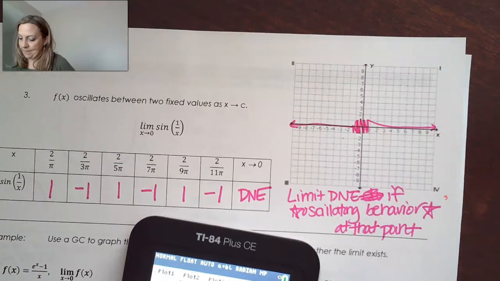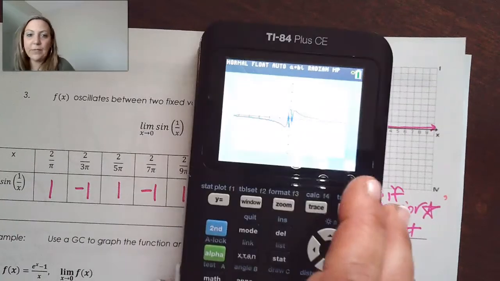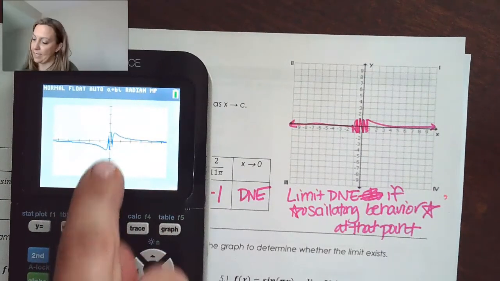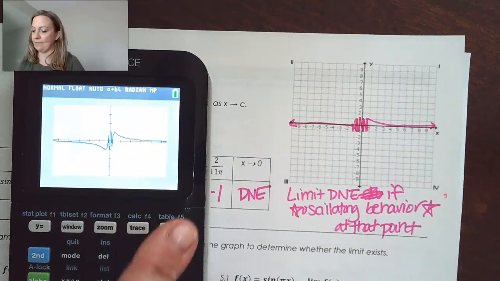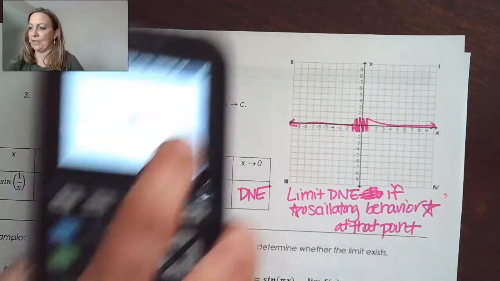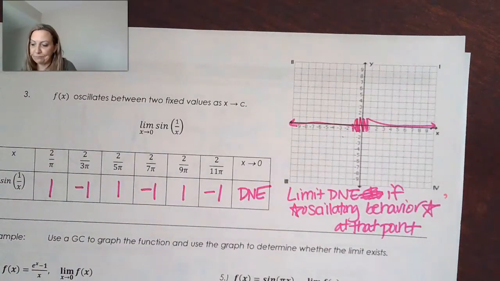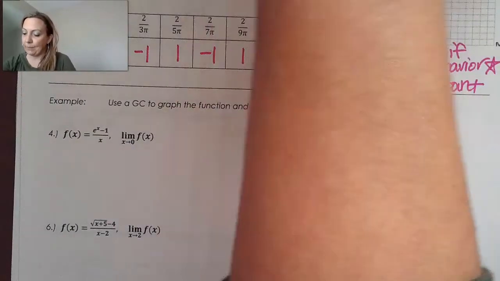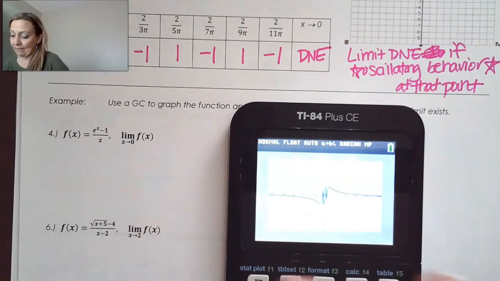Okay. I'll show you what it looks like. Okay, that's what it would look like if you tried to graph it. So see how it gets a little crazy in here? Okay, that's what happens. Okay, so when it's oscillating, that oscillating crazy behavior, that's another time that it doesn't exist. So here it says to use the graphing calculator to graph the function and then use the graph to determine if the limit exists. So we're just going to look at the graph and see what the graph tells us.